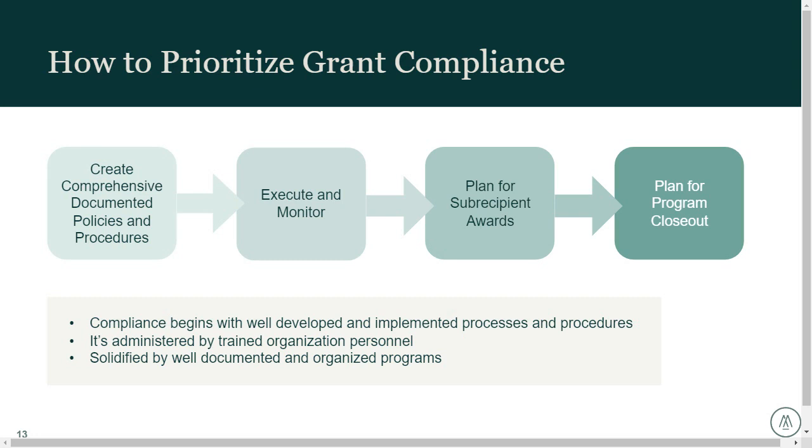So how do you prioritize compliance? There's a lot of aspects to it, right? You want to use a strategy like the one presented on the screen to ensure that your organization is prioritizing grant compliance and set up to be compliant with all the attributes that we discussed in those total 12 that I mentioned. So we're going to go through this at a higher level over the next few slides, including policies and procedures, how you execute and monitor, planning for those subrecipient awards, and then program closeout once a program has been completed.